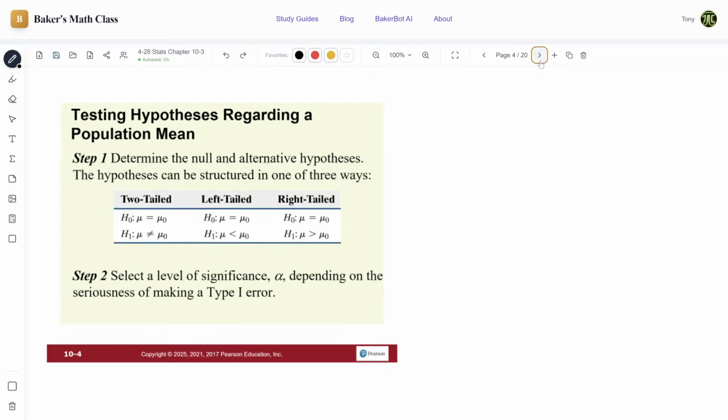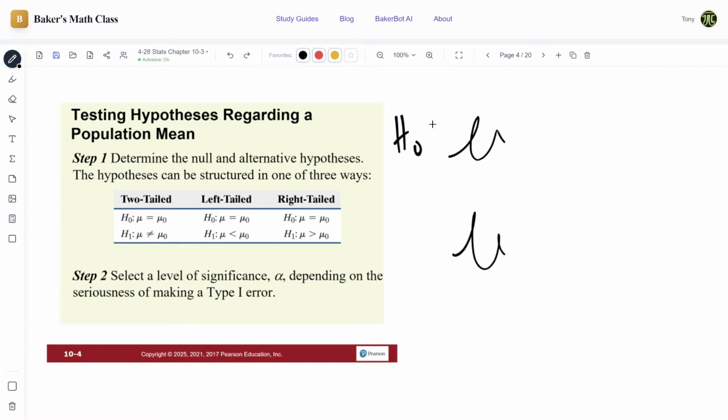So the mean, we use the mean symbol. So I'm going to have the mean. So same thing, my null hypothesis and my alternate hypothesis. My null hypothesis is always equals. My alternate hypothesis is greater than, less than, or not equal to. So same process as the proportion. Still need to select our level of significance. So normally, like I said, it's 0.05, but you can have 0.01 or 0.10.